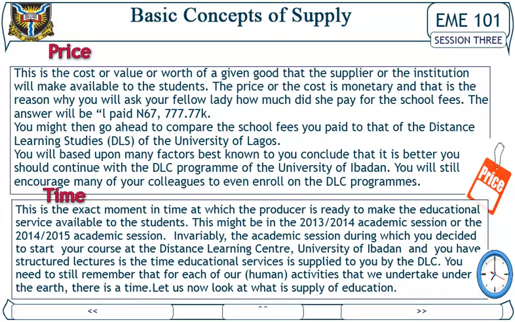Price. This is the cost, value or worth of a given good that the supplier or the institution will make available to the students. The price or the cost is monetary, and that is the reason why you will ask your fellow student how much she paid for the school fees. The answer will be, I paid 67,777 naira 77 kobo.